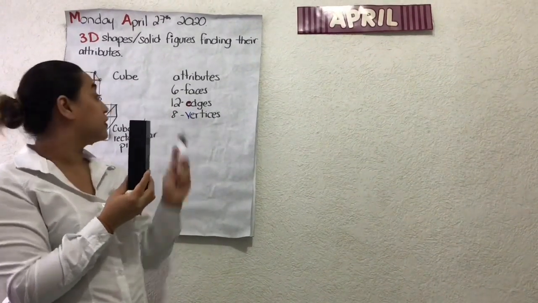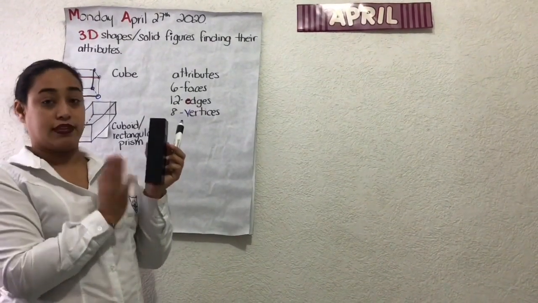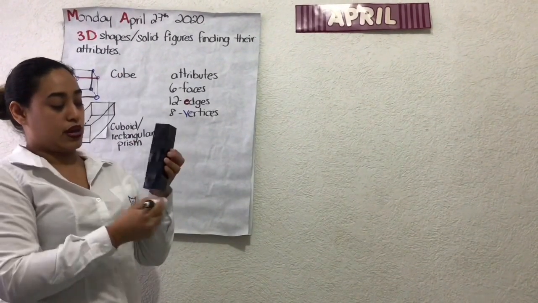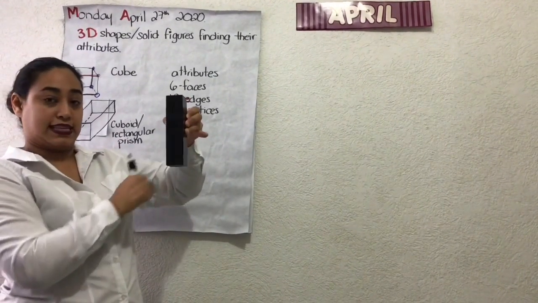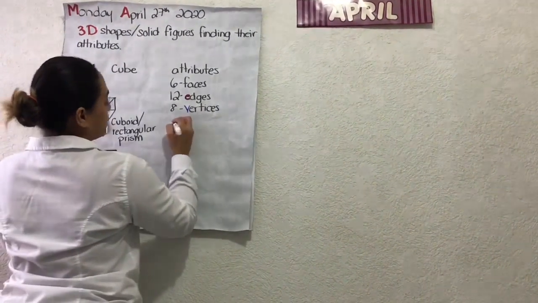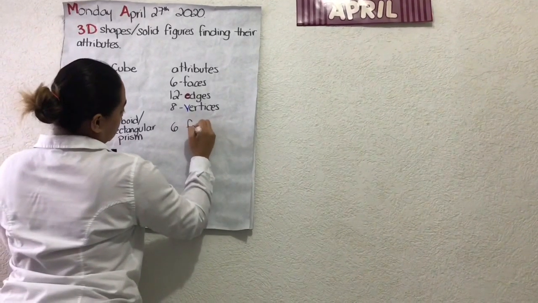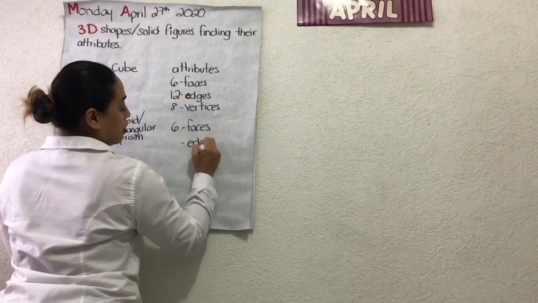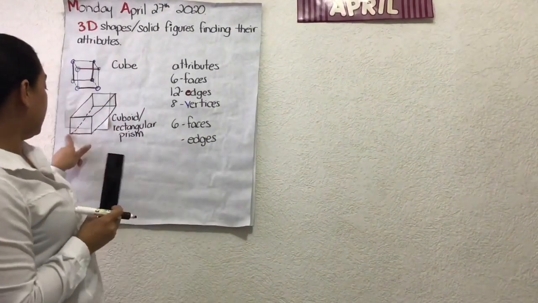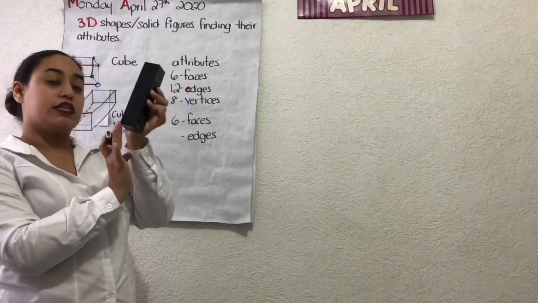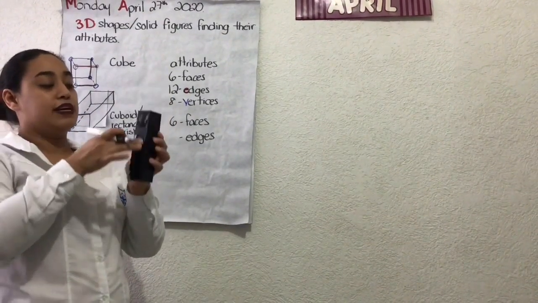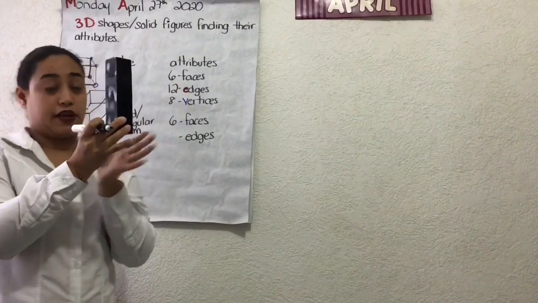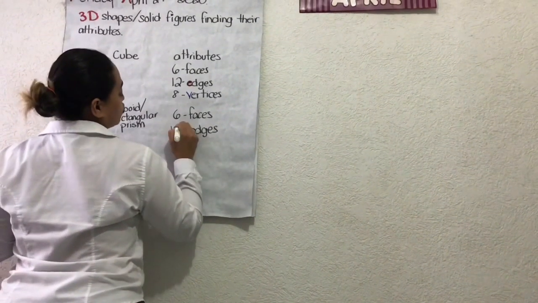So how many flat surfaces, how many faces does it have? Do you want to count with me? All right, it has 1, 2, 3, 4, 5, and 6, okay? So it has 6 faces. How many edges? Edges, remember, edges are the lines. If we count them all together, 2, 3, 4, 5, 6, 7, 8, 9, 10, 11, and 12, because I already counted this one. So it goes 12 edges.